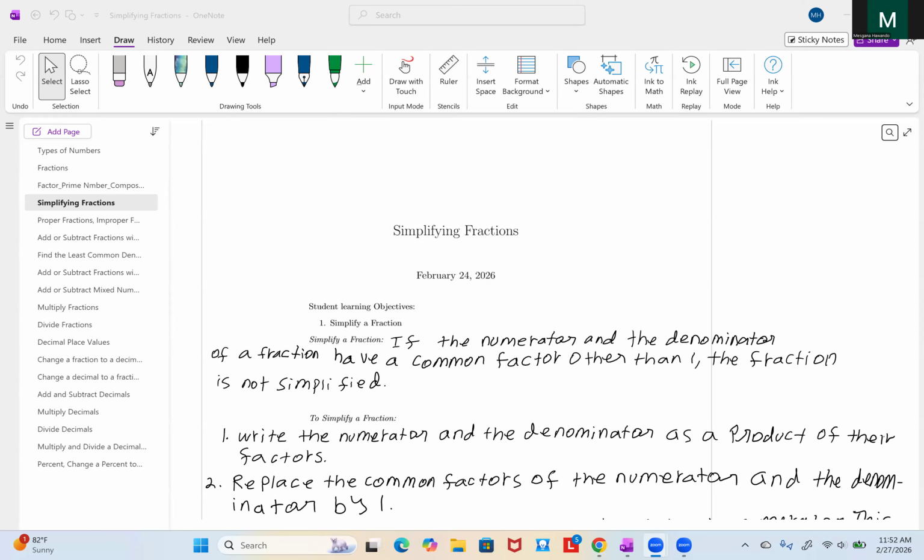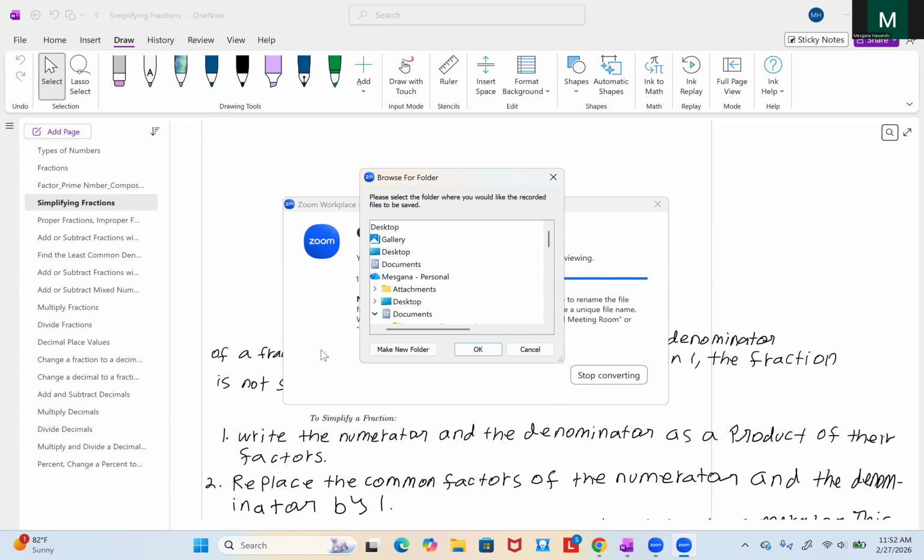Simplifying fractions. Student learning objectives: simplify a fraction. If the numerator and the denominator of a fraction have a common factor other than 1, the fraction is not simplified.